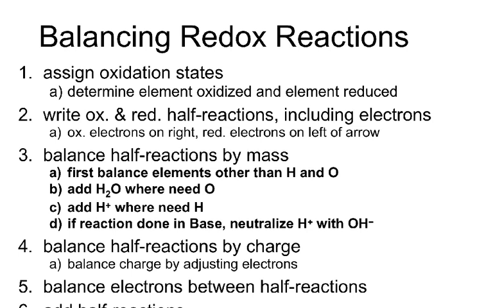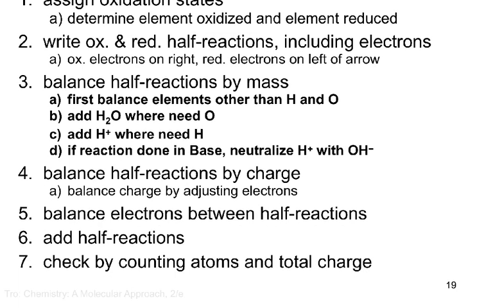So here's a step-by-step protocol for how to balance redox reactions. Step 1, assign oxidation states and then determine what's oxidized and reduced. Second, write oxidation and reduction half reactions, including electrons. Remember, electrons are products for oxidation. Reduction has them as reactants. Then we're going to balance the half reactions by mass. The way we'll do that is first balance things other than hydrogen and oxygen.